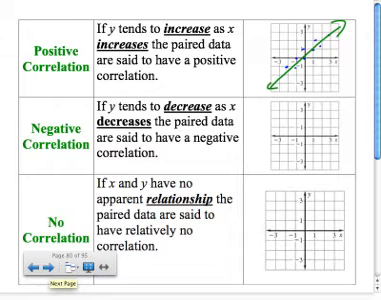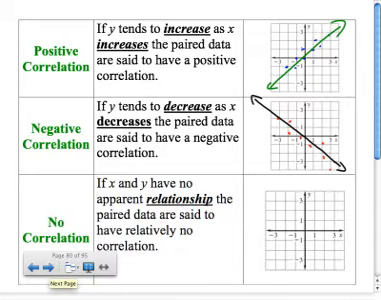Okay, negative correlation is probably exactly what you think it is. It's when as your X increases, your Y tends to decrease. So something like that. Again, if I were to just sketch a quick line going in the general direction of those points, then clearly the slope of that line would be a negative slope.